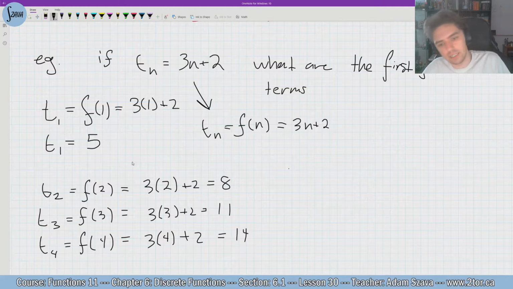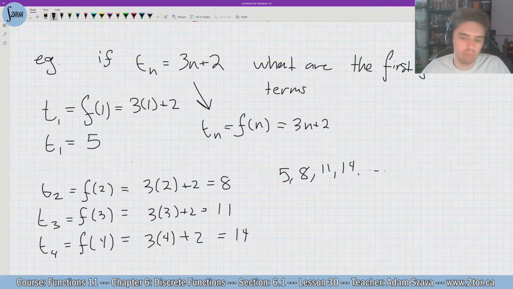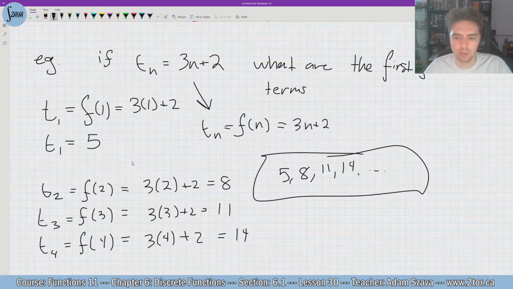Now I can write our sequence. It starts at 5, 8, 11, 14, and so on. The question just asks for the first couple, so there we go, that is our answer. I did 4. If it doesn't specify, just do like 3 or 4. Okay, let's do the same thing here.